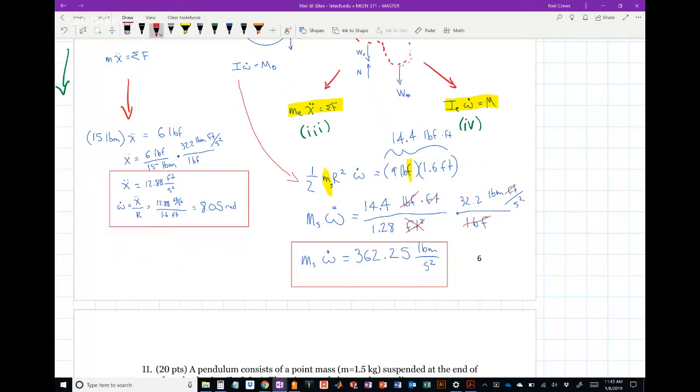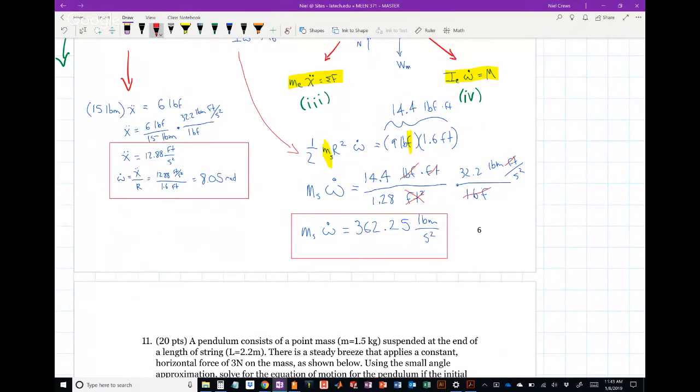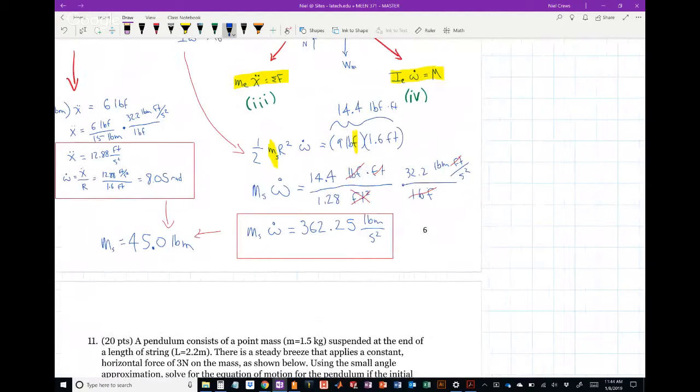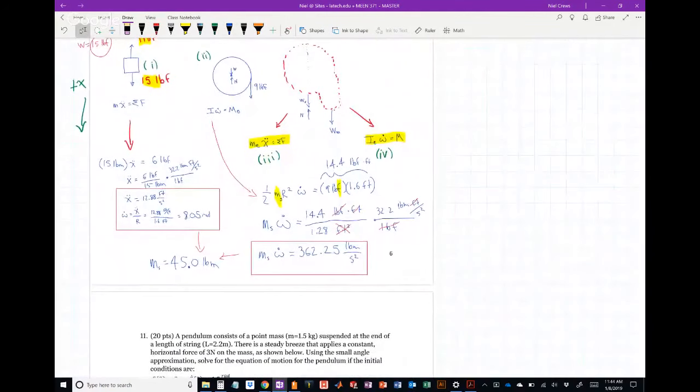Now, if we wanted to stop here, we've got an omega dot, an angular acceleration. If we were to plug that in right here and bring these two together, what we would find is that our m_s equals 45 pound mass, 45 pounds. The spool is 45 pounds. But that's not the only way, right? You just need two equations, two unknowns.